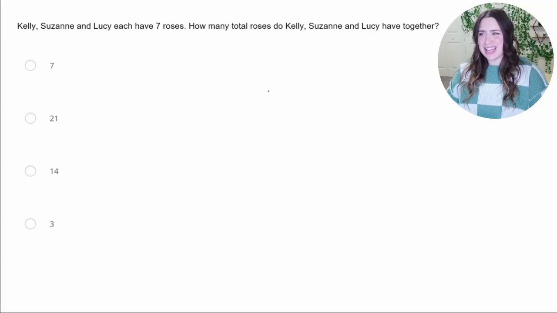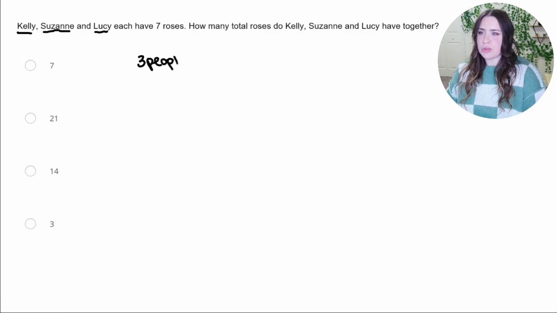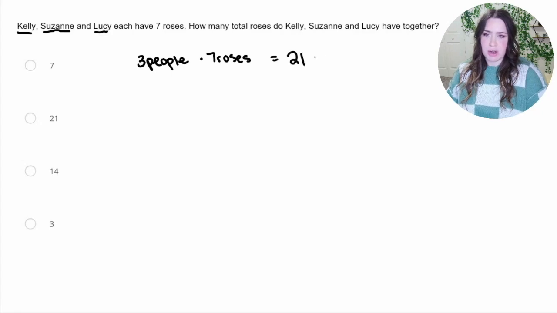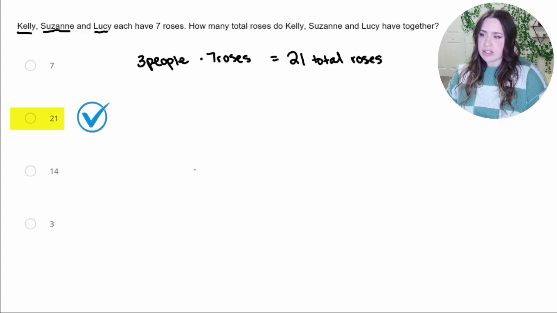So this question says, Kelly, Suzanne, and Lucy each have 7 roses. How many total roses do Kelly, Suzanne, and Lucy have together? It's important to note that they all have the same amount of roses. So if we count it up, there are 3 people, each with 7 roses. So if we multiply 3 people times 7 roses each, that should be 21 total roses. So our correct answer is 21.